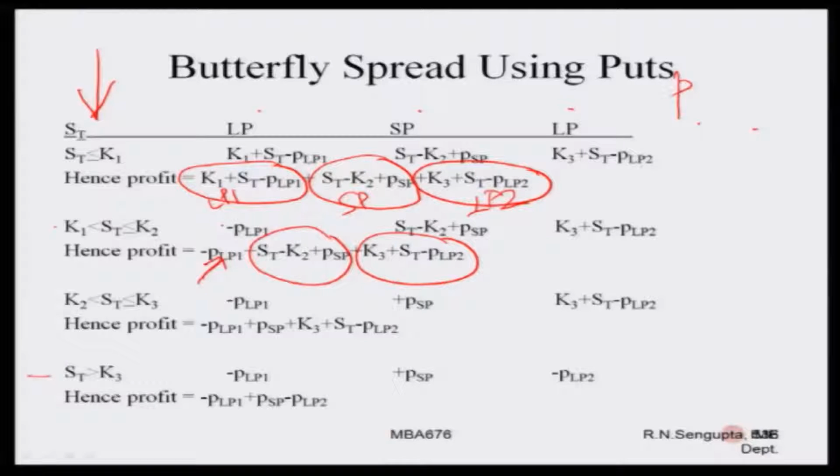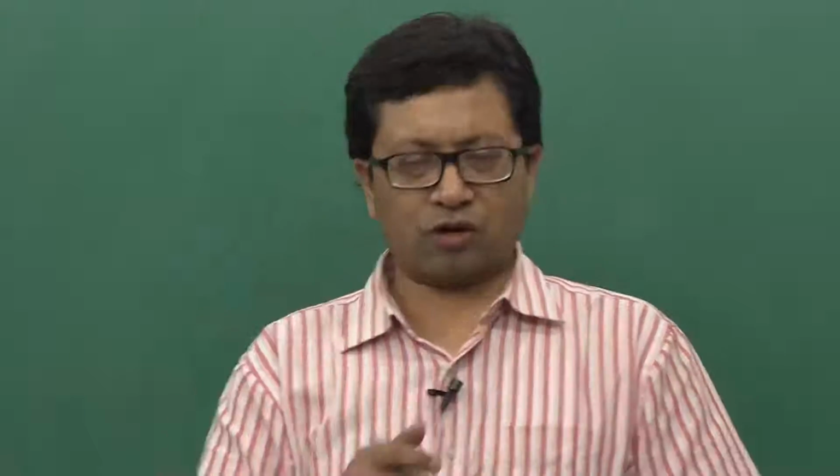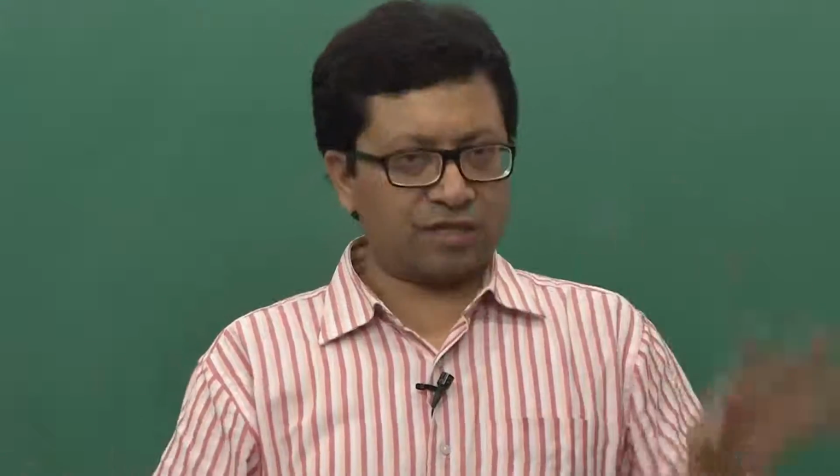greater than K3, none of them will be exercised, hence the overall profit would be the combination of, I am not mentioning the sign, P which is the price of that put option with suffix LP1 for the long put 1, then P with the suffix SP for the short put, and the last one is P again with the suffix LP2 for the long put 2. Whether a minus sign or a plus sign will come would depend on whether you have bought that option or sold that option, similarly as we have considered in the calls also. So, whatever the combinations are for a call and put, in the first instant we have only considered the call, in the second instant we have only considered the put.